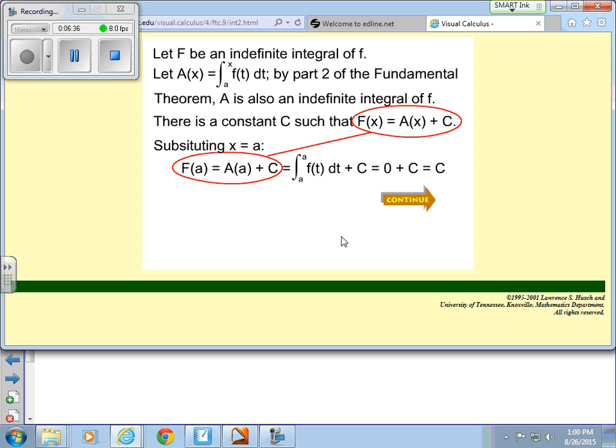Substituting a in for x, we could do the integral from a to a, right? What's the integral from a to a? 0. So we would get 0 plus c, which is c.